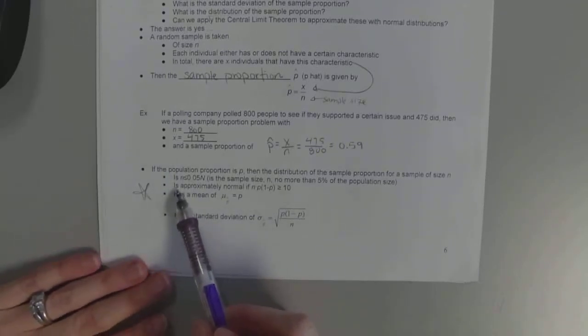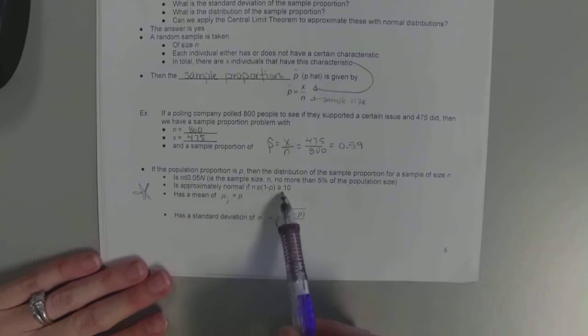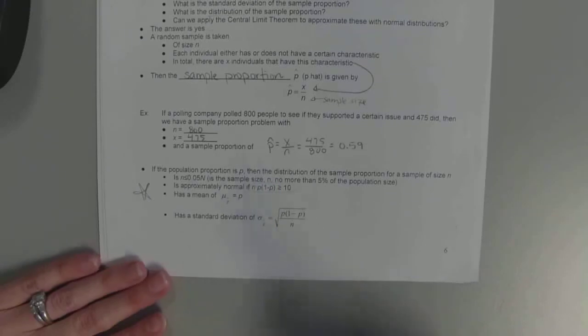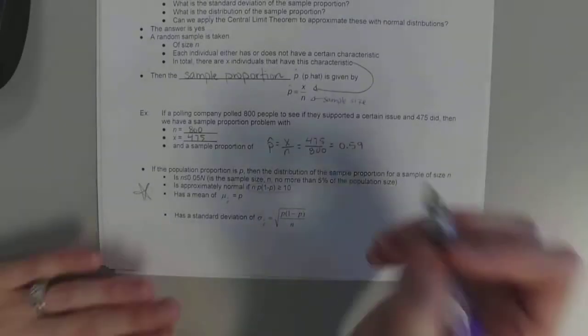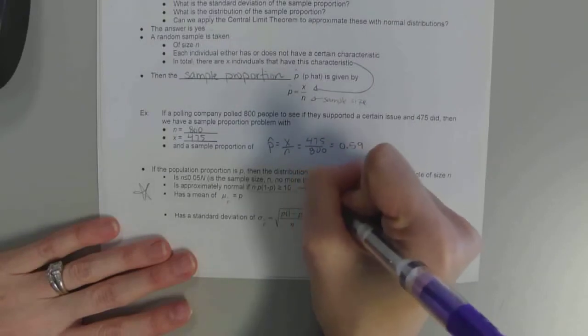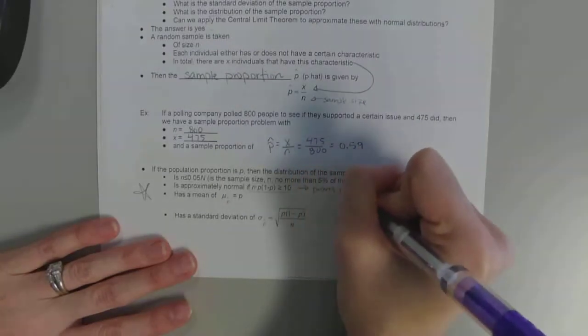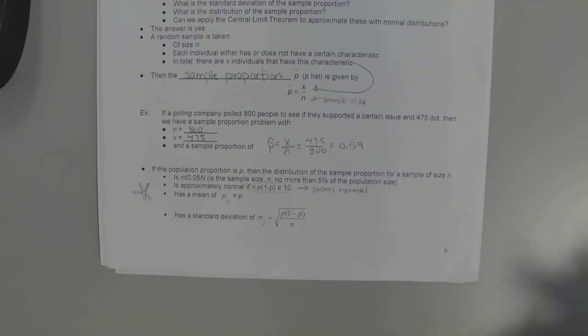We also have to make sure that n times p times (1 minus p) is greater than or equal to 10. That rule makes sure that we have a normal distribution, okay? Remember on Monday how we said if n's greater than 30, we're good to go? Well, for proportions, if this is greater than or equal to 10, we're good to go. It's just a stipulation to make sure we have a normal curve. So this proves normality. Just so you know, okay?